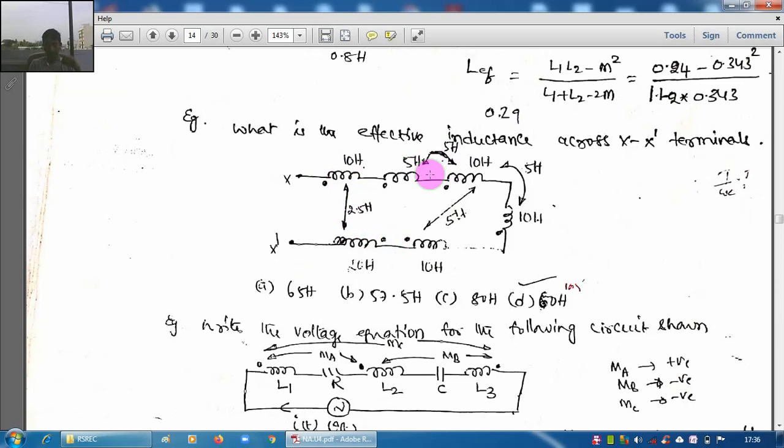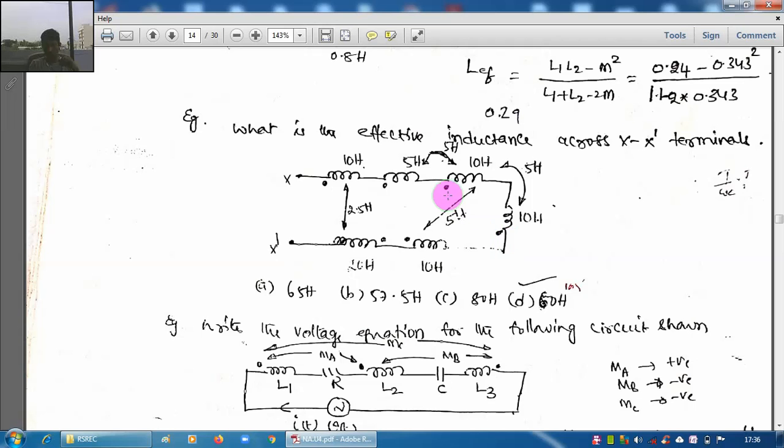Now you see, the mutual inductance between this coil and this coil is given as 5 Henry. For this direction of current, current is entering here, and entering here also. If dots are like this and current is like this, entering. So this is plus 2M, plus 2. Next is the M between this and this.